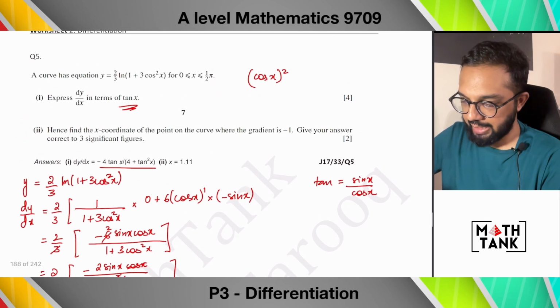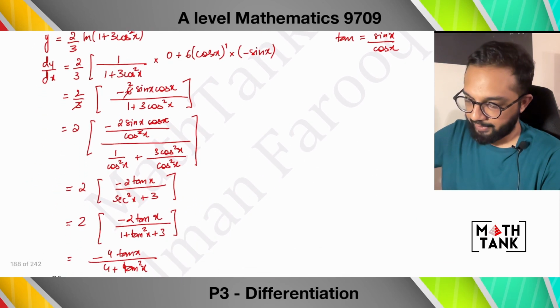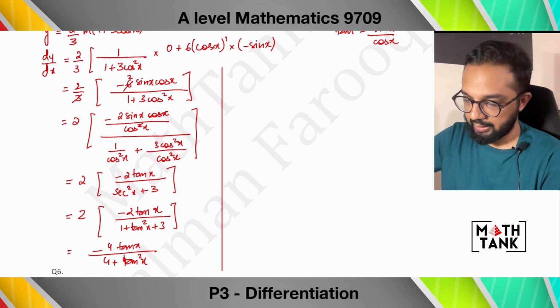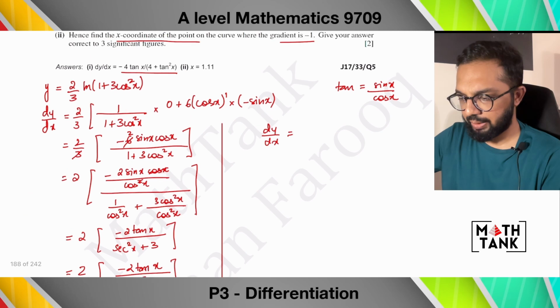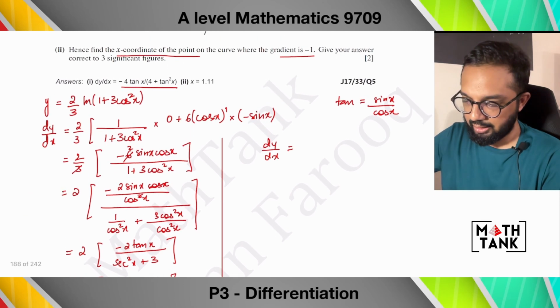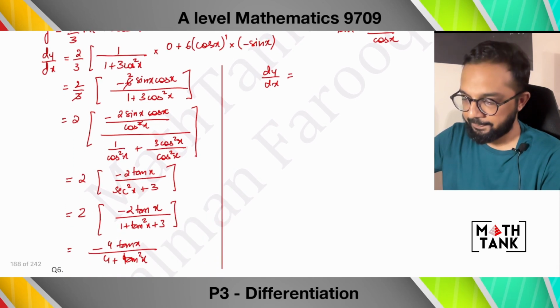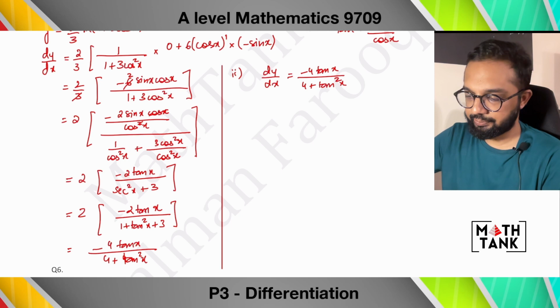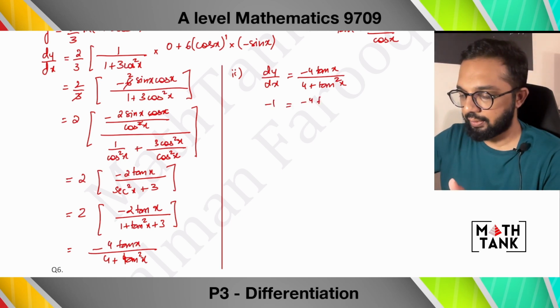Then in the second part it says find the x coordinates of the point on the curve where the gradient is minus 1. So I know that I just need to equate this to minus 1. Now if you haven't done part 1 correctly, then it's most likely that you won't be able to do part 2 correctly either. Since this is just a 2-mark question, I am assuming it's not that difficult. This is part 2. So minus 1 equals minus 4 tan x over 4 plus tan square x.